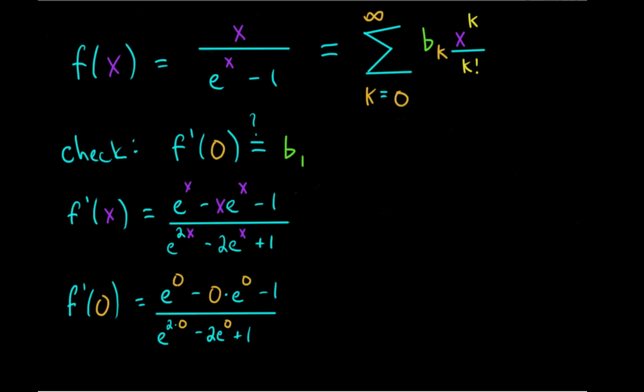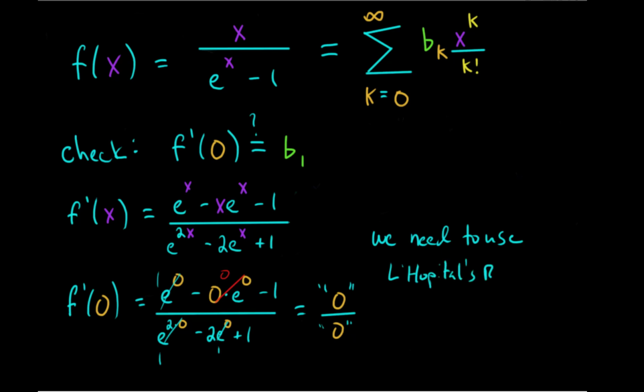Well, e to the 0 just equals 1, and then minus 0 times e to the 0, that just equals 0, and then we have a minus 1. So overall in the numerator we have a 1 minus 1, which equals 0. Then in the denominator, e to the 2 times 0 equals 1, and then we have minus 2 times e to the 0, so minus 1 plus 1. So we have 1 minus 2 times 1 plus 1, so we also have a 0 in the denominator. So we have a 0 over 0 expression, and we need to use L'Hopital's rule to evaluate f prime of 0, just as we had to use it to evaluate f of 0.